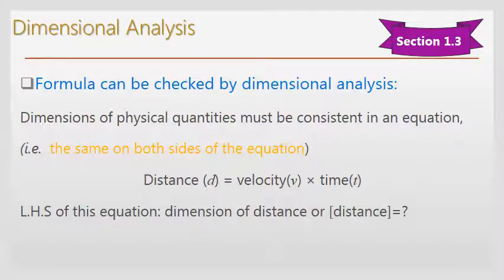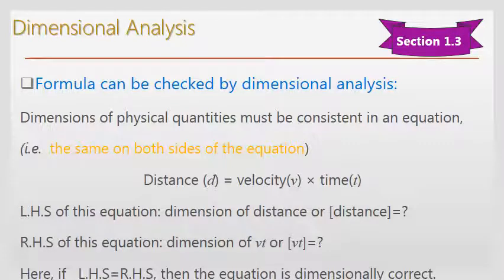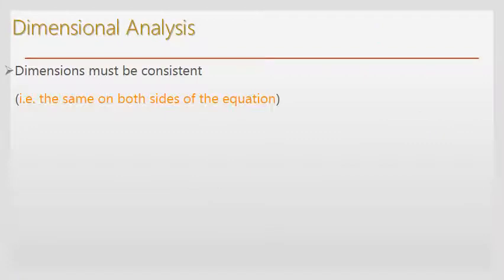Well, first of all, you need to write the dimension of each physical quantity correctly on each side of the equation. If it turns out that the dimensions on the left-hand side of the equation are the same as the dimensions on the right-hand side of this equation, this means that your equation is dimensionally correct. Now, in this example, we need to elaborate.